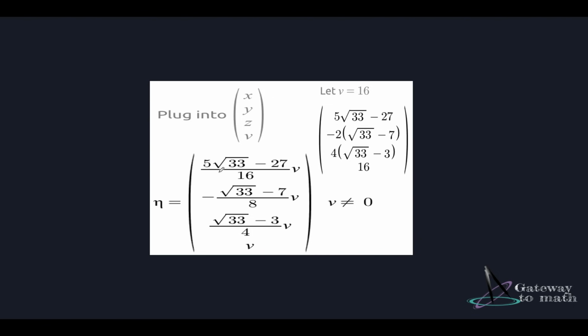When I've plugged in those values here, 5 under root 33 minus 27 upon 16 multiplied by 16, 16 gets cancelled. So this is the first value. Here this is 2 times this is 16, so this is 2 times, this is the second value, minus 2 of under root of 33 minus 7, minus 2 times under root of 33 minus 7. The third value is 4 times of under root of 33 minus 3, and the fourth value being 16 in itself. So we've actually got the eigenvectors with the value of under root of 33.